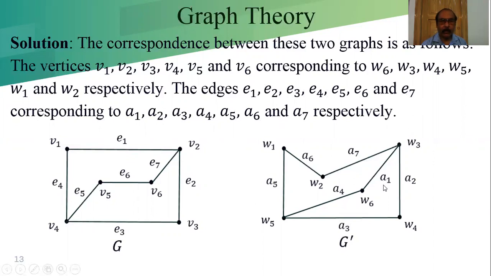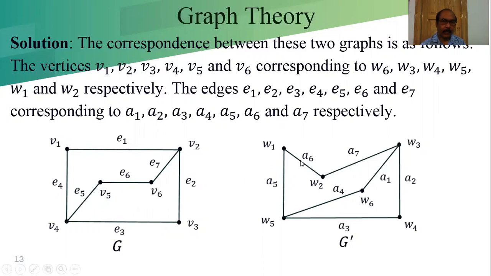A1, E1 corresponding to A1. This is E2 corresponding to A2. This is not changed. E3 corresponding to A3. Then we move here. So E5 is corresponding to, this will come here. That means E5, when it is pushed here and it is pulled here, so E5 corresponding to A5.